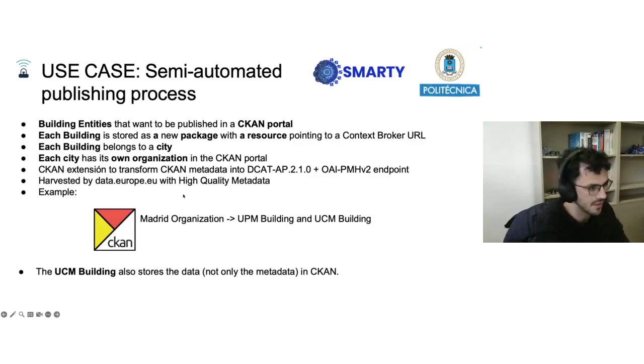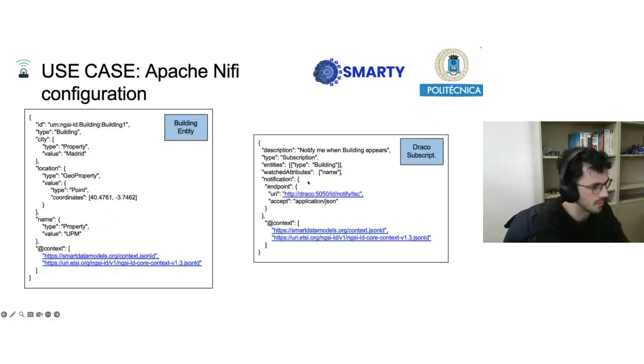And instead of generating the DCAT-AP and storing the DCAT-AP version of the metadata, what we store is the CKAN metadata format, and then we transform it in real time when the harvester asks for the information, in this case through this other protocol, the OAI-PMH v2 protocol.